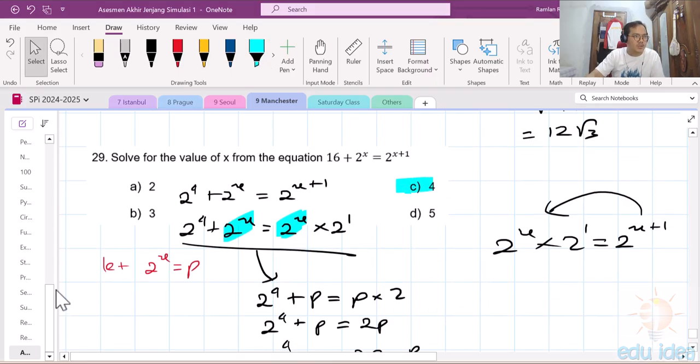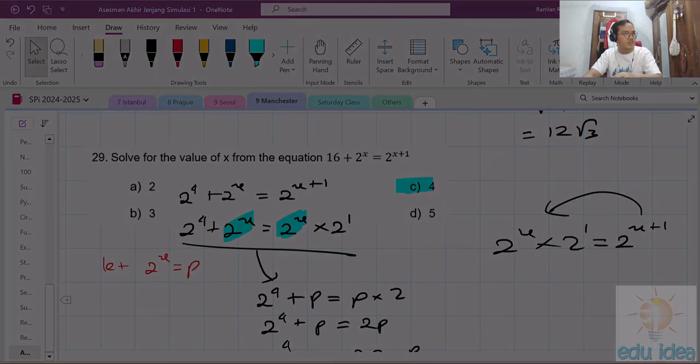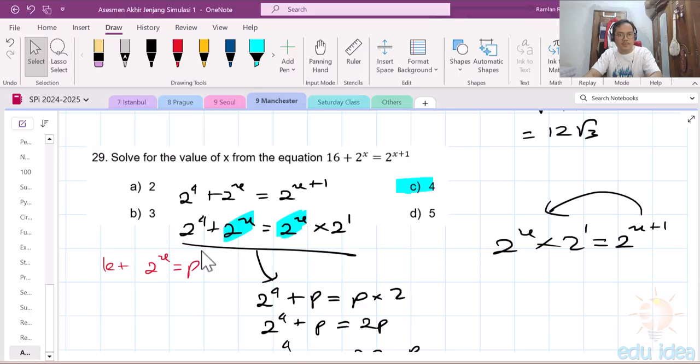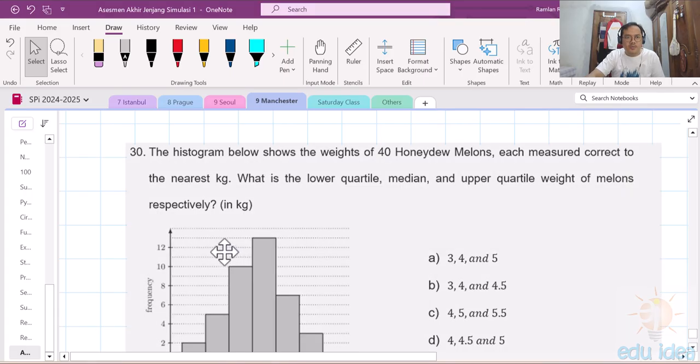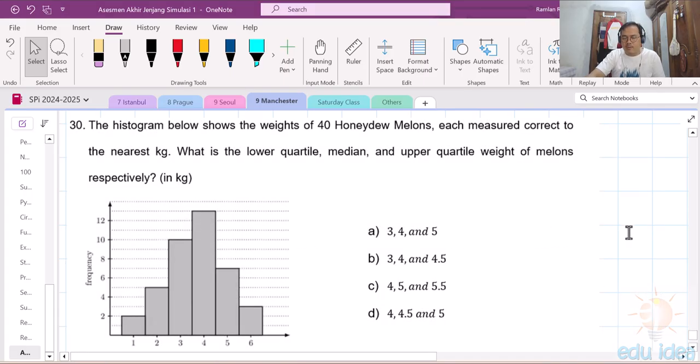Okay, last question. Let me just take the question here. The histogram below shows the weight of 40 honeydew melons, each measured correct to the nearest kilogram. What is the lower quartile, the median, and the upper quartile?